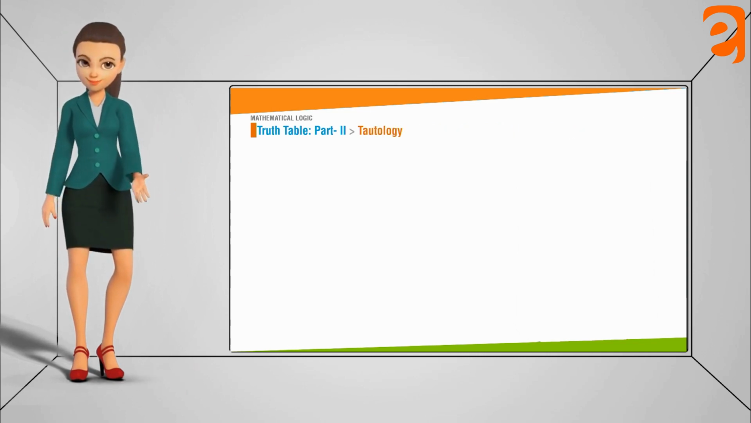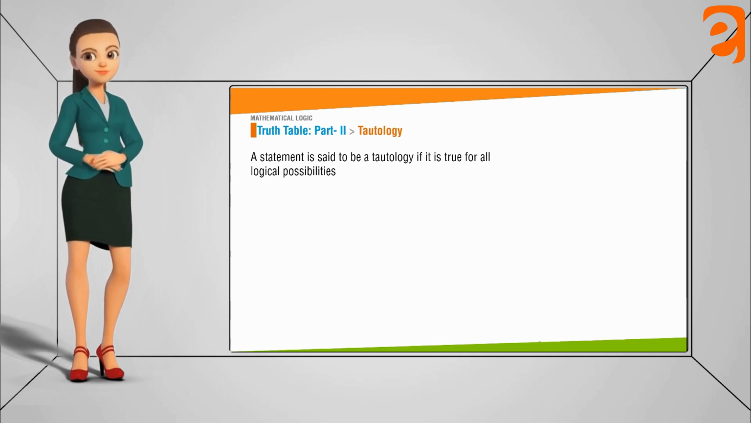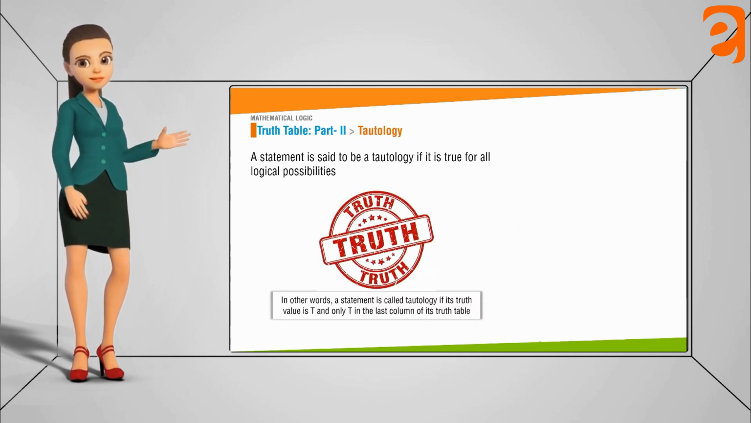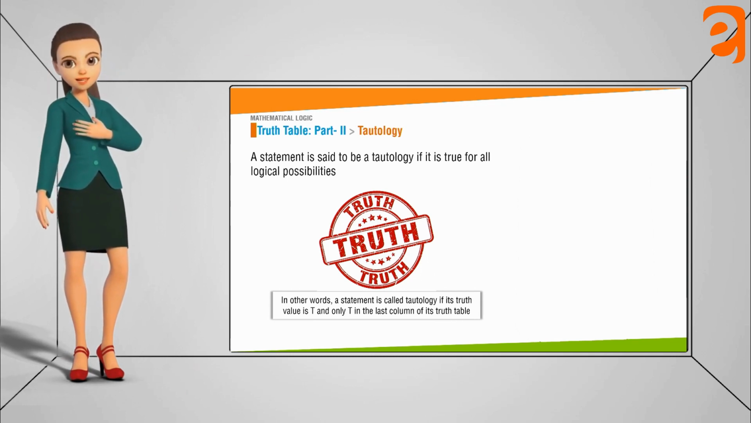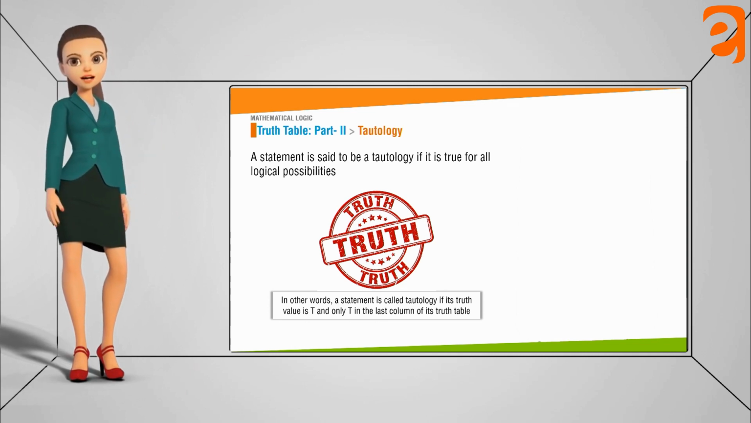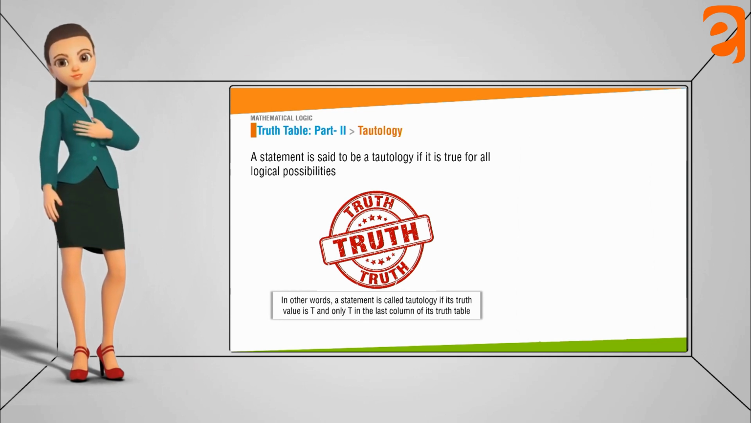Now let's define what we mean by tautology. A statement is said to be a tautology if its truth value is true for all logical possibilities. That is, if we are making a table for the tautology, the final concluding column in that table should be T only. Then we will say that this table is a tautology.